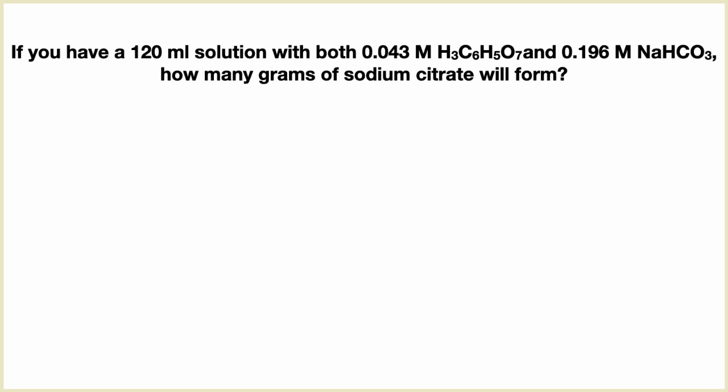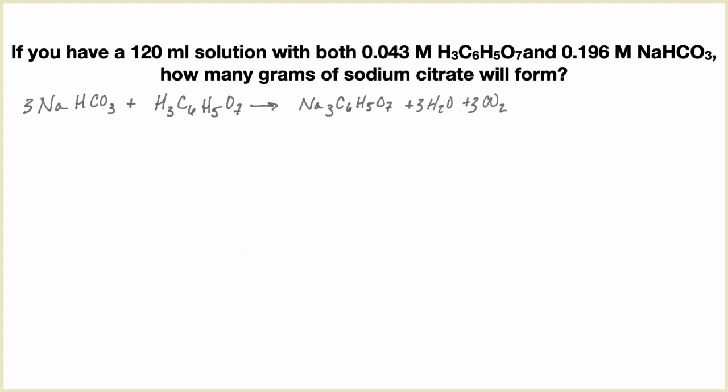Let's take a look at how we solve this problem. The first thing we need is a written out balanced chemical equation. So sodium bicarbonate is going to react with citric acid. That is going to produce sodium citrate, water, and carbon dioxide. When we balance it, we get coefficients of 3 on the sodium bicarbonate, water, and carbon dioxide.